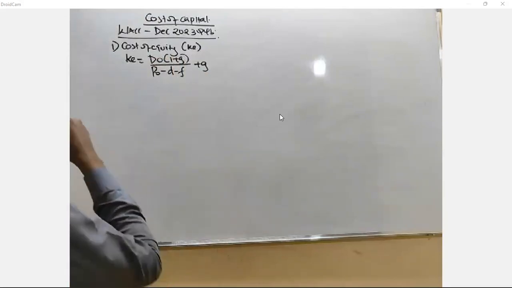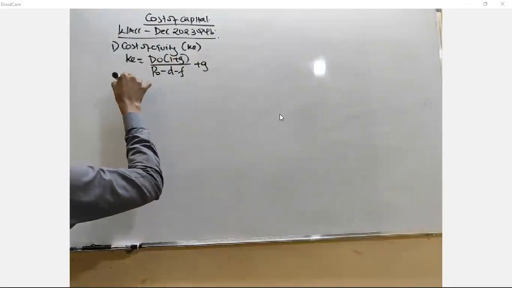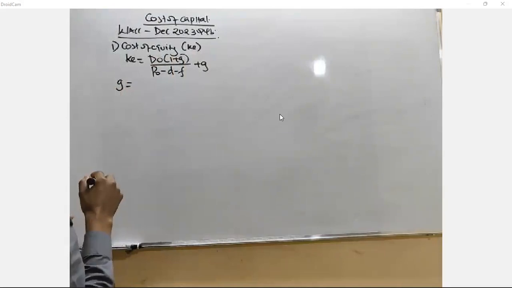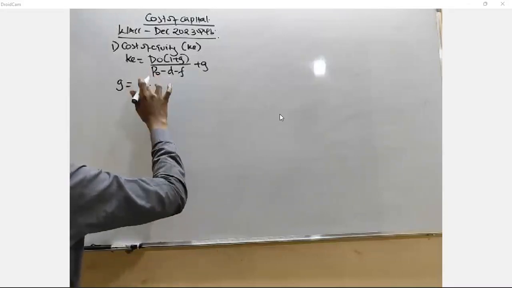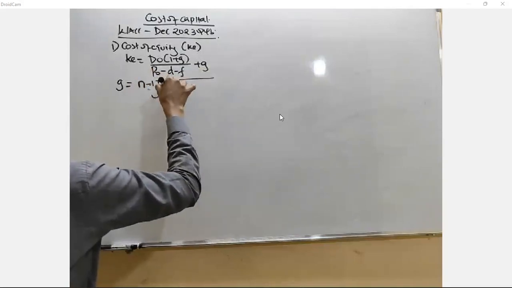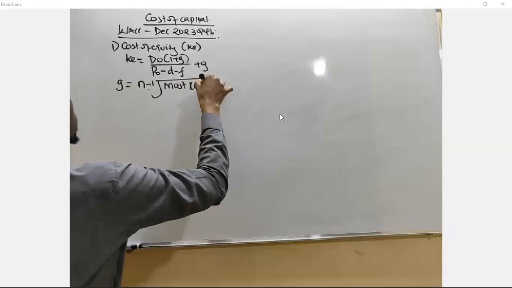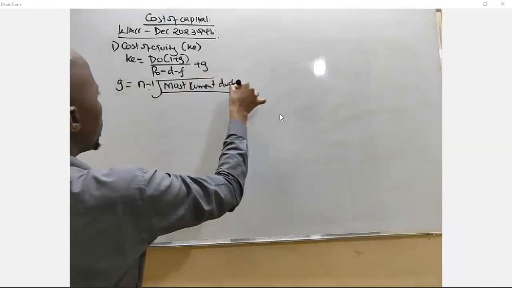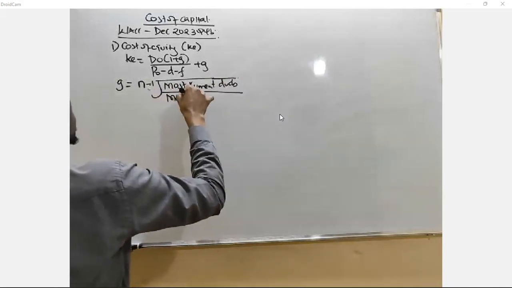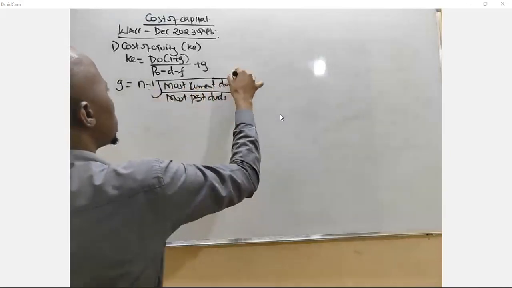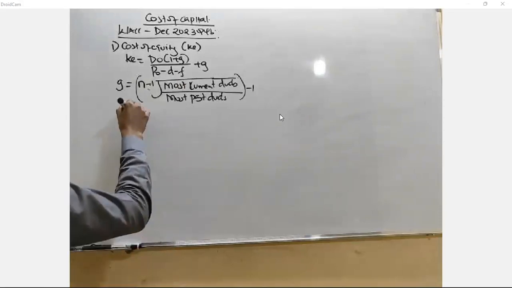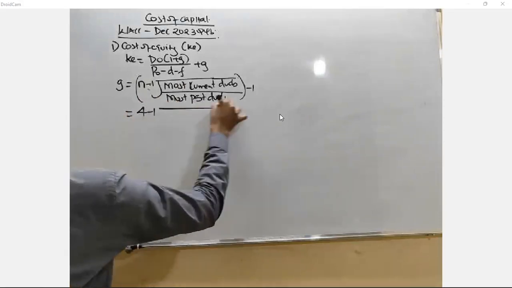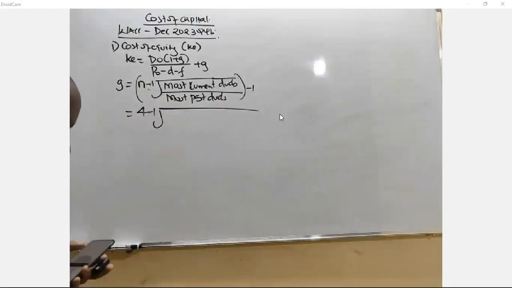When I go to this question, I find we are not given the growth rate. And when I look at additional note number 2, I realize that when they give me dividends per share like this, the formula to use is the n minus 1 root of the most current dividend divided by the oldest dividend, then we subtract 1. Ask yourselves, how many years are we having? We talk about 4.